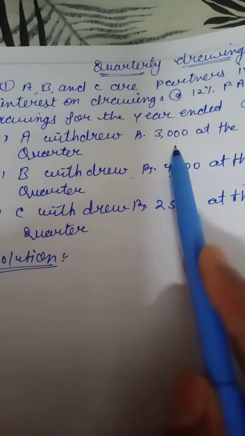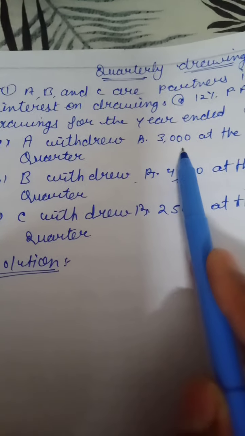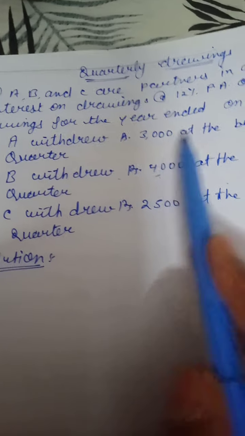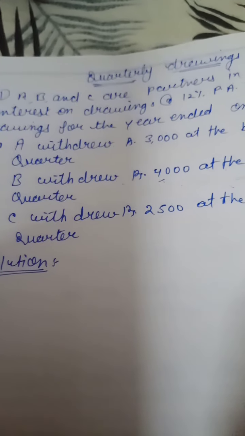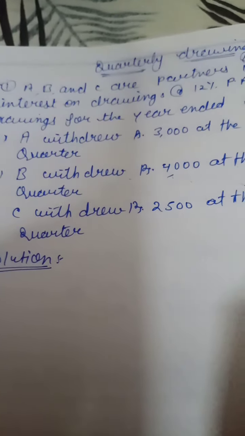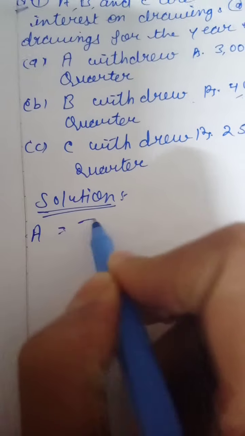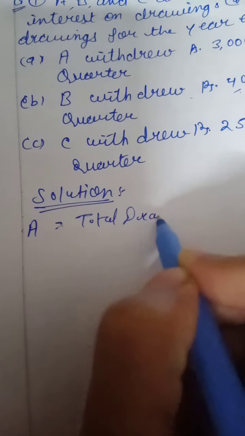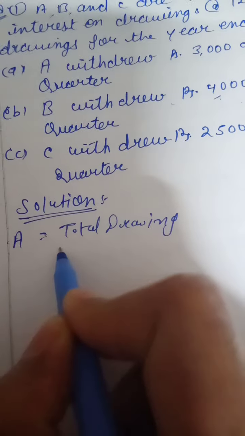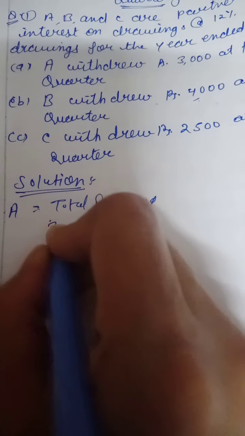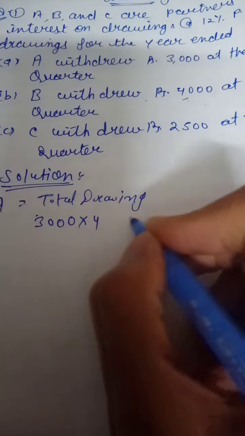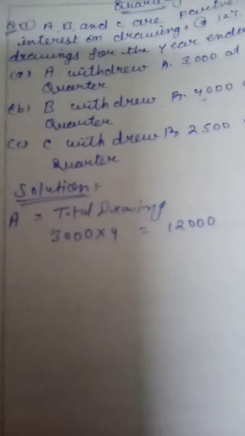Then we can see that it is 3000 every quarter. It means the amounts are the same, the drawings are the same, and the gaps are the same. Consecutive gaps are the same, quarterly. There are 4 quarters in a year. How many quarters? 4 quarters. First of all we calculate A's interest. Total drawing of A is 3000, then 3000 into 4 is equal to 12,000.